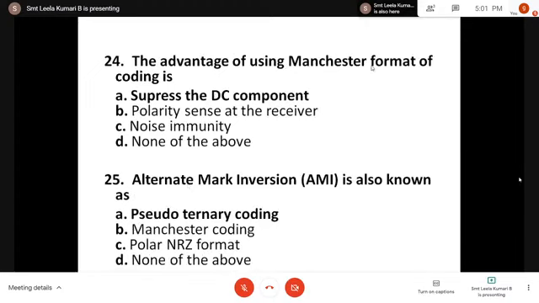The advantage of Manchester coding is it suppresses the DC component. So this is one advantage. Polarity sense at the receiver. Noise immunity, none of them. So option A is correct, suppress the DC component. Alternate mark inversion, which is having 3 different signal levels, is also known as pseudo ternary coding. So option A is correct.